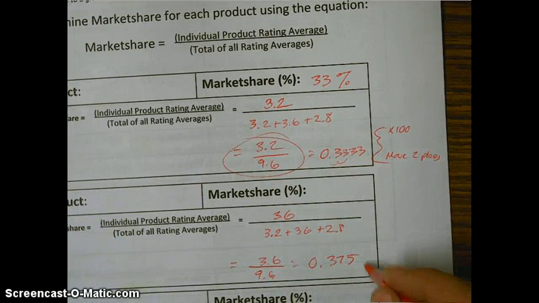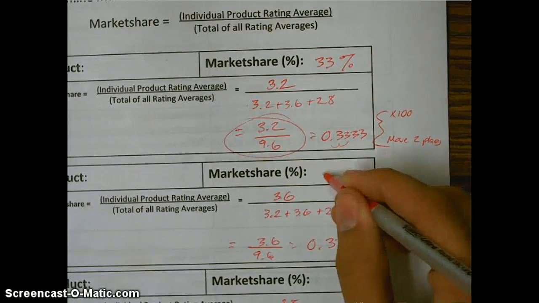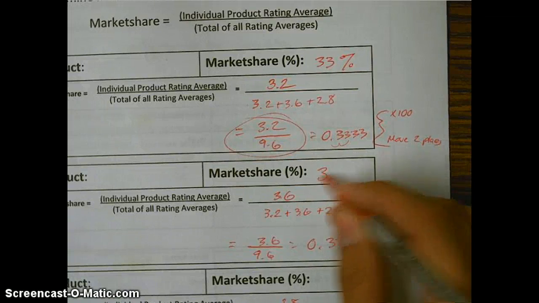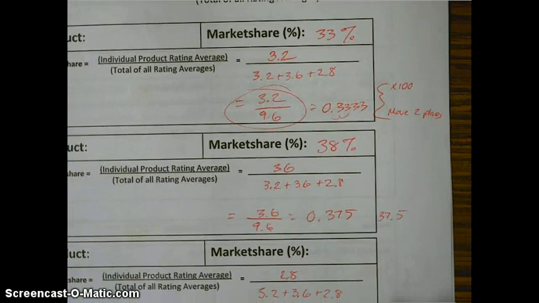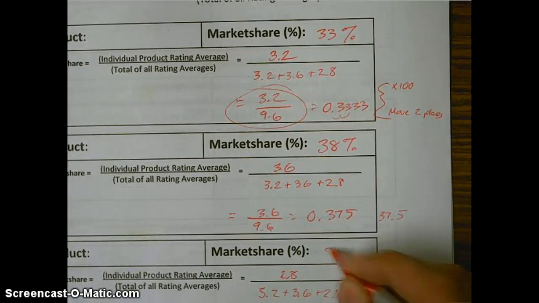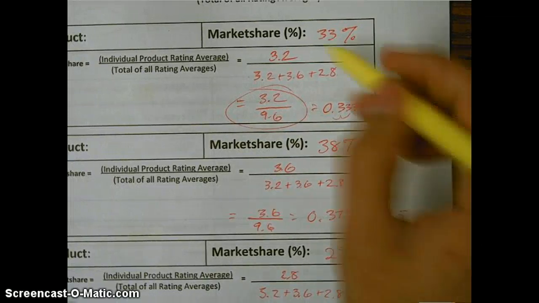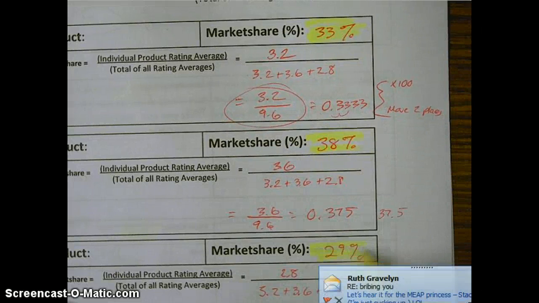Well, how about this one? The market share, we got 0.375. If you move it twice, I get 37.5, but I'm going to round that up to 38 because it's closer to 38 than 37. And the last one, I got 0.292. I'm going to round that down. We get 29.2 to 29%. Now, you see the 3 market shares we have? And I didn't write in the market what the product was, but there's our 3.